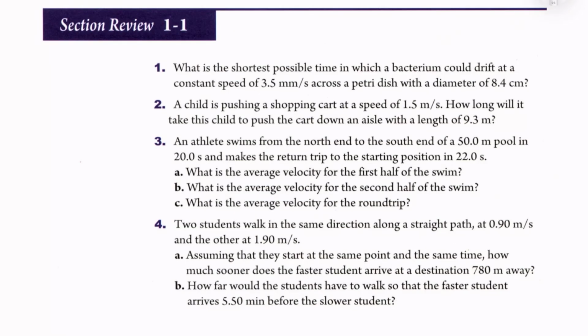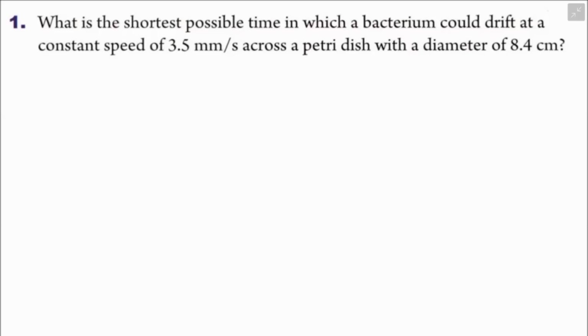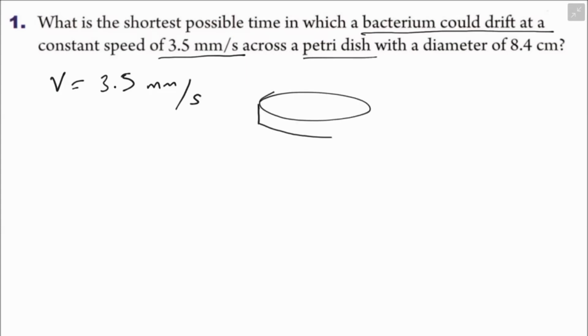Yes, guys, we reached section review 1.1. So I'm going to explain some of the questions from here. The question says a bacterium drifts at a constant speed of 3.5 millimeters per second. Petri dish means this. This is the Petri dish. And the diameter of the Petri dish is 8.4 centimeters.